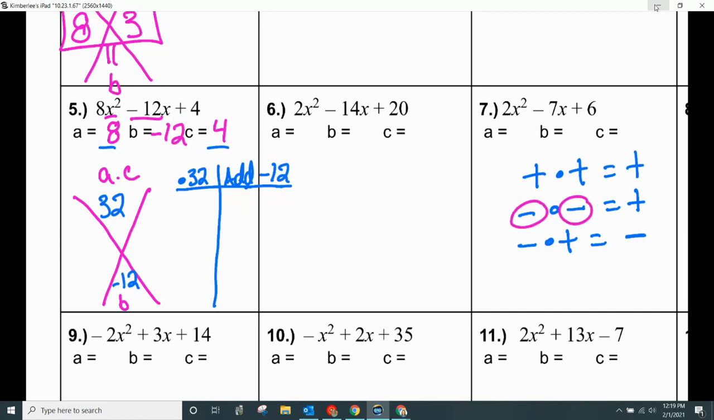If we add them up and get a positive, but then if we add them up and get a negative, we're going to add these two numbers, get a negative, but when we multiply, we got to get a positive. We have to be working with two negative numbers here. So when we throw in negatives, it gets a little tricky.